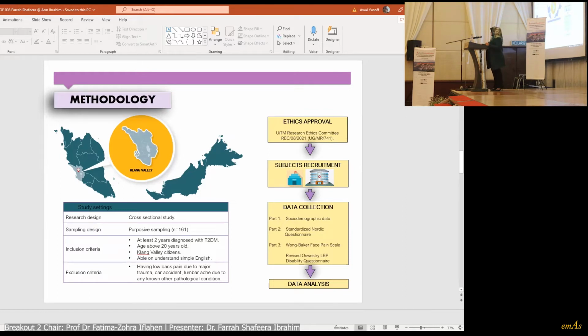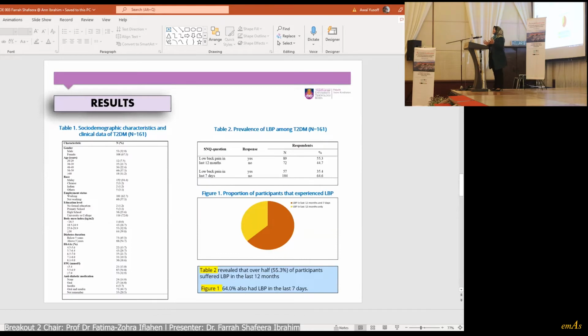Now I would like to bring all of you to the results that we got. The first one is the socio-demographic characteristics, where we found that most of the participants are Malays and 62% of them are working individuals. Then the prevalence from this study is that 55.3% of the participants suffered from low back pain in the past 12 months. I also asked whether they had suffered in the last 7 days, and 64% claimed that they experienced low back pain.